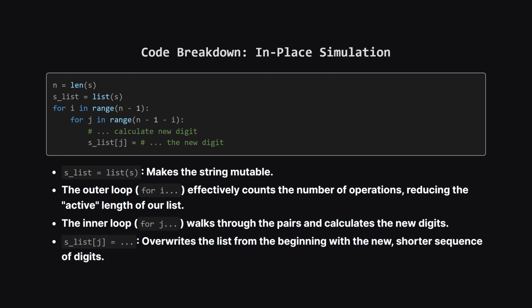First, we convert the string into a list of characters, because strings in Python can't be changed directly. The 2 for loops work together. The outer loop is basically counting how many times we've shrunk the string. The inner loop is what does the real work for each pass. It goes through the active part of the list, calculates the new digits just like we did by hand, and then, this is the clever part, it overwrites the values at the beginning of the list. So the result of each pass is stored right back into the start of the same list.